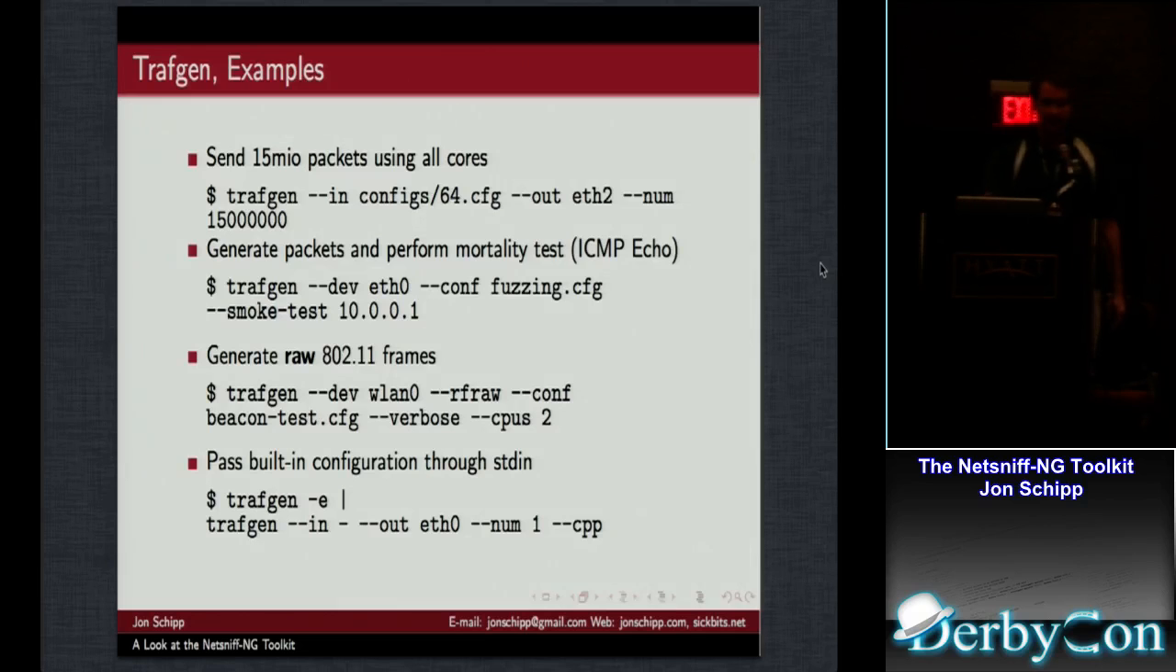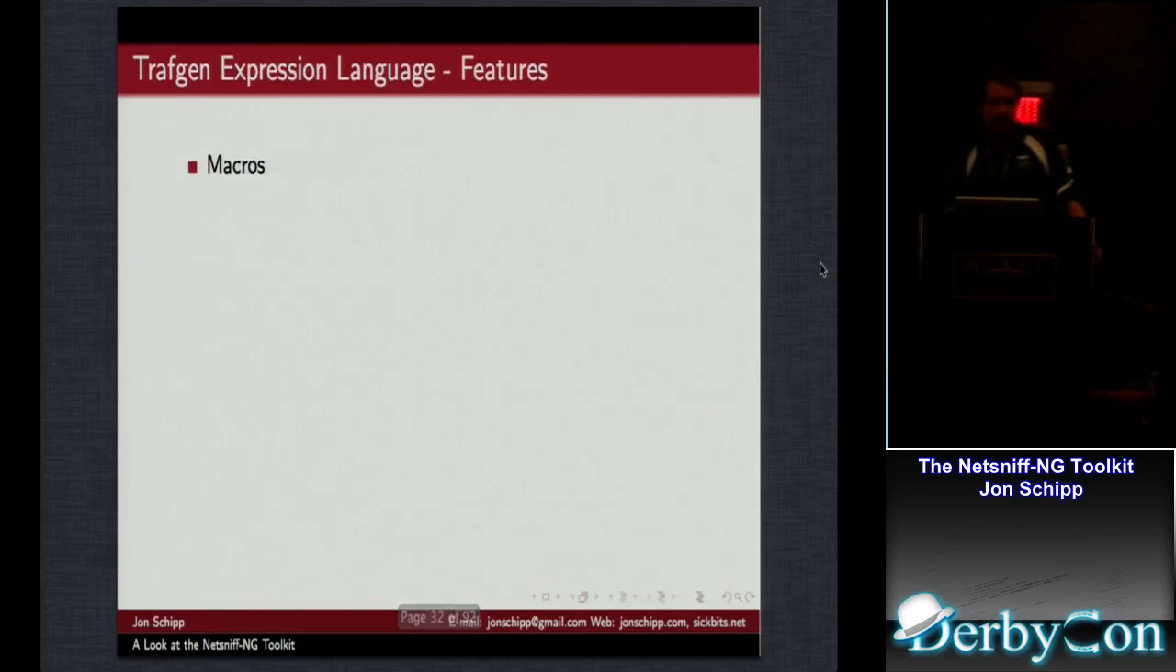We specify on the next instance through the pipe that in, you put the dash. It's going to read that configuration from standard in, and then we'll output it. And here's a little look at the TrackGen expression language.